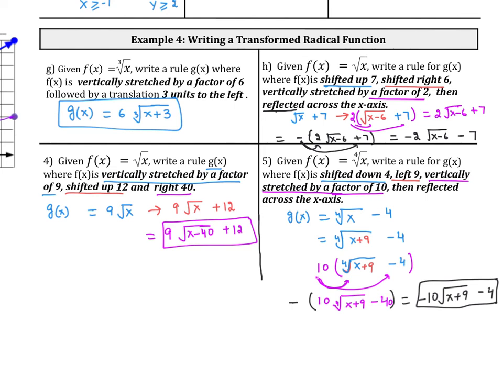And the last one is reflected over the x-axis, which means you're going to multiply by a negative. So negative times 10 is negative 10 times the 4th root of x plus 9, minus 40. So this is minus 40.